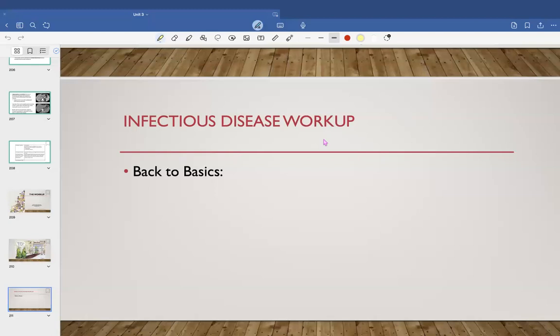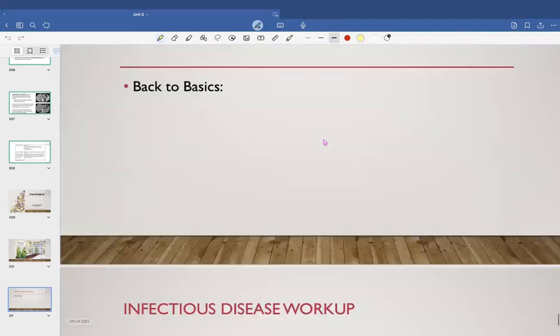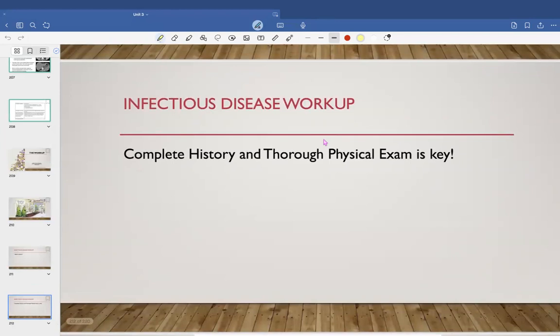So when you're working these patients up, you really want to get that history of present illness. What are those associated manifestations? These are the things you should be thinking about. We want a complete history and thorough exam. That is key. When you're obtaining your history, we want to see if we can ascertain a pattern. So these are some of the things you may be asking.